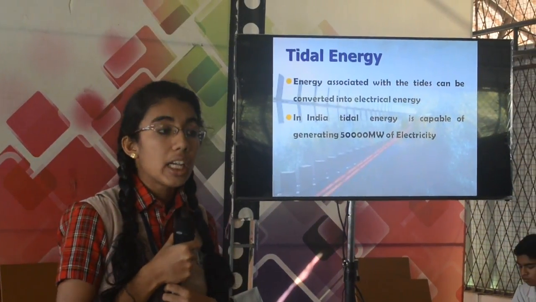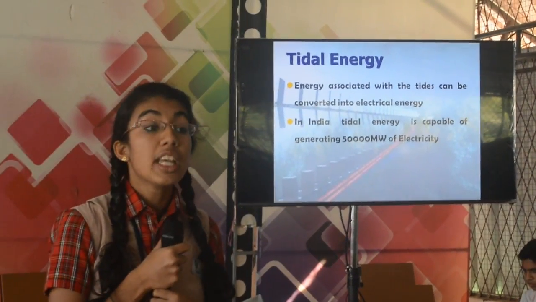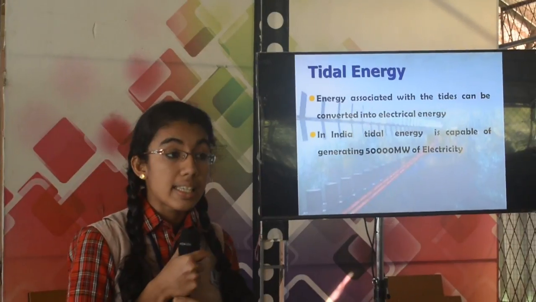India could take up ocean thermal energy conversion, and by that process it could generate 50,000 megawatts of electricity, and fuel cell.